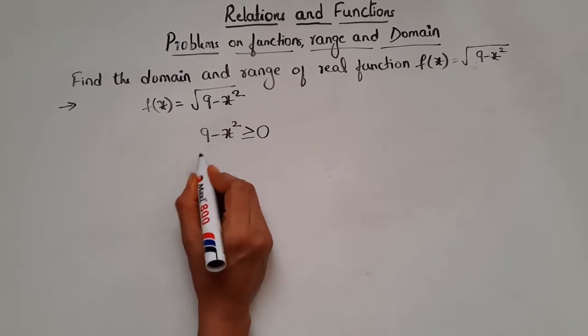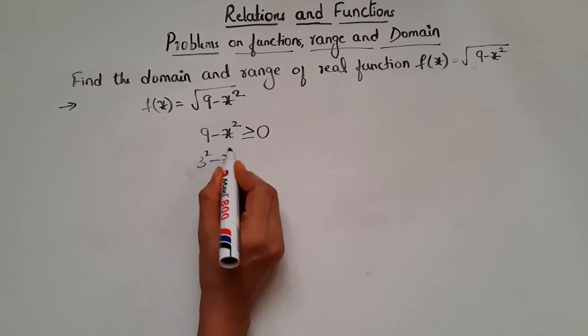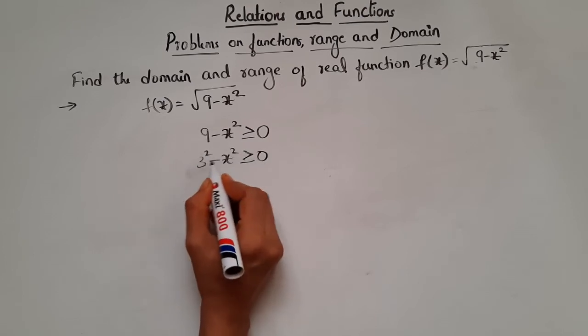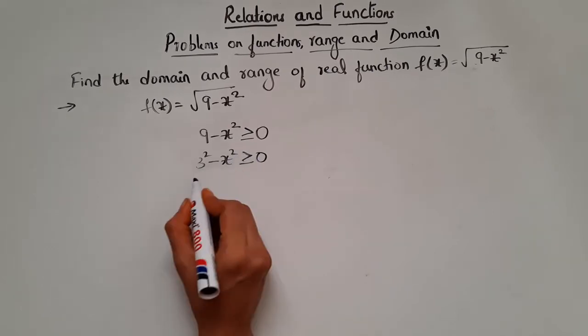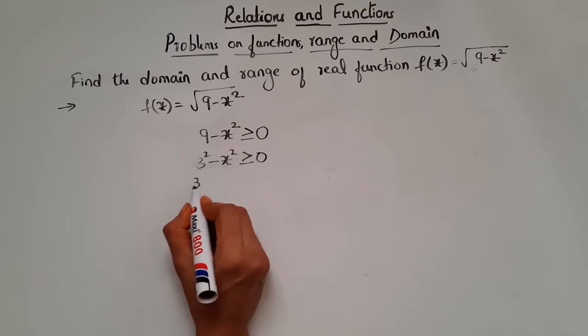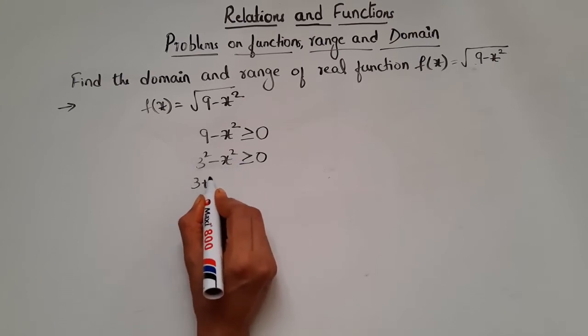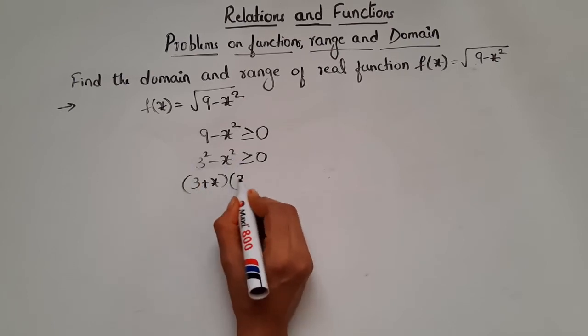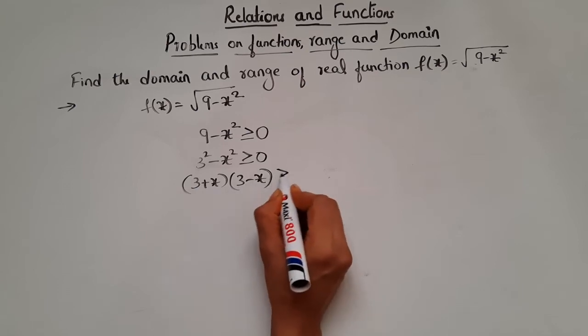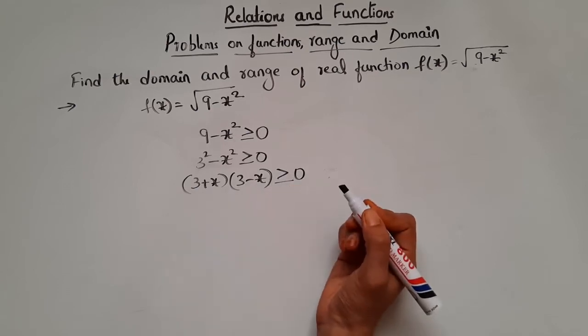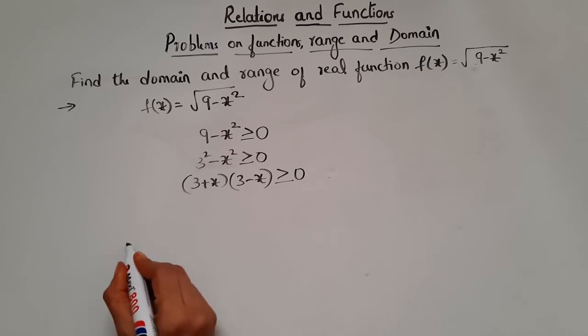So this is nothing but 3 square minus x square, which is greater than or equal to 0. Here 9 means 3 square, right? When it is a perfect square number like this, you should proceed in this way. This is of the form a square minus b square, which is a plus b, a minus b. So a plus b, a minus b is greater than or equal to 0. Now you have to go by the number line method.